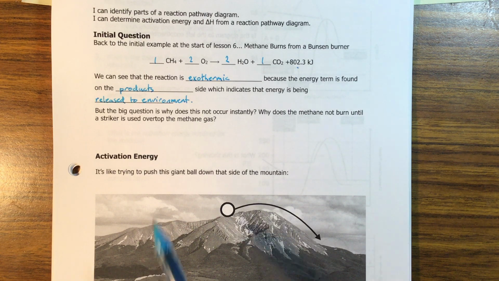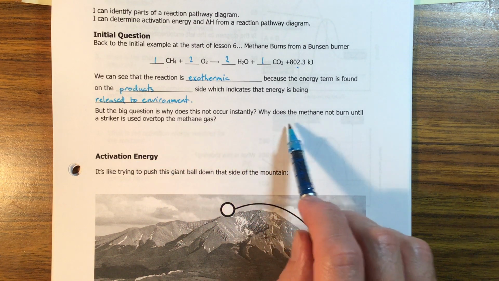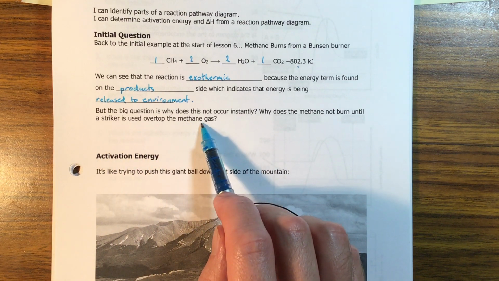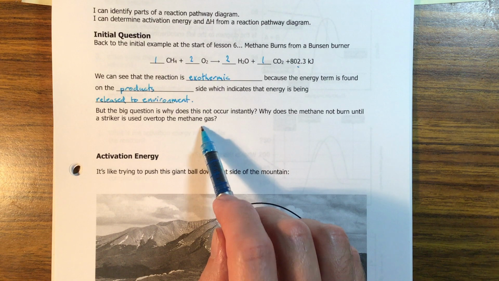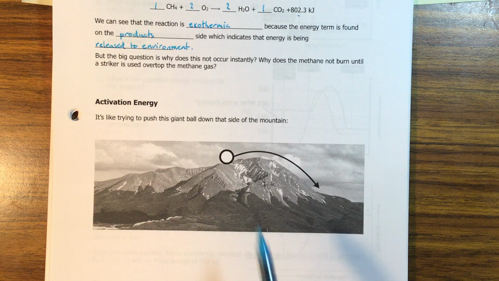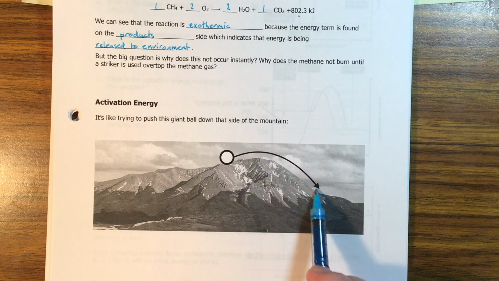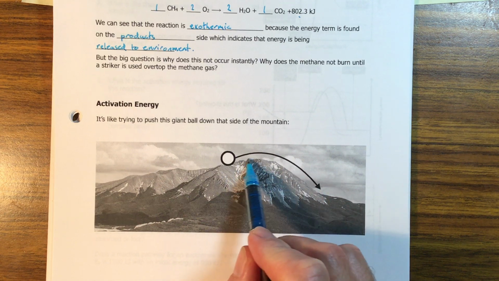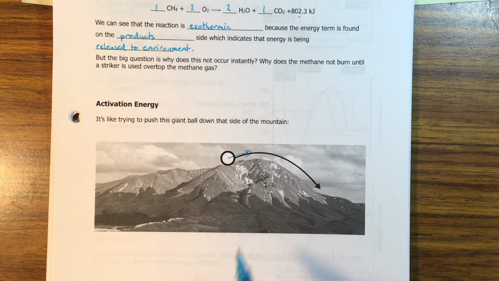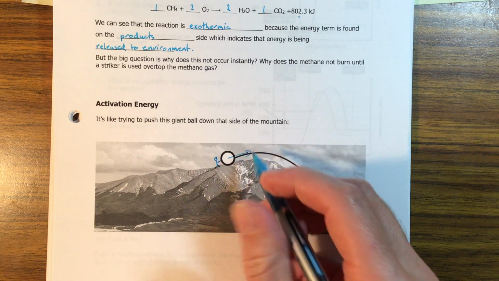All right, so the big question is, why does this not occur instantly? Why does the methane not burn until a striker is used over top of the methane gas? That's an interesting question. Well, let's take a look here. It's like trying to push this giant ball down to this side of the mountain. Yeah, the ball's going to roll down the hill, but there's a little upward part here. You've got to give it a little push start. You've got to get some guy down here, little Paul Bunyan on the mountain, to give it a little push start.